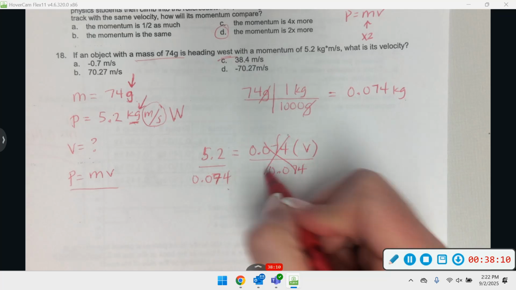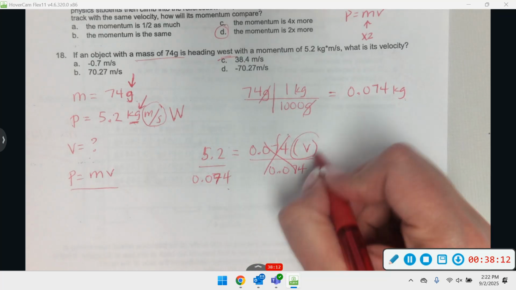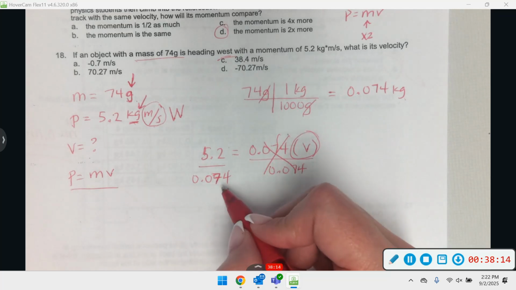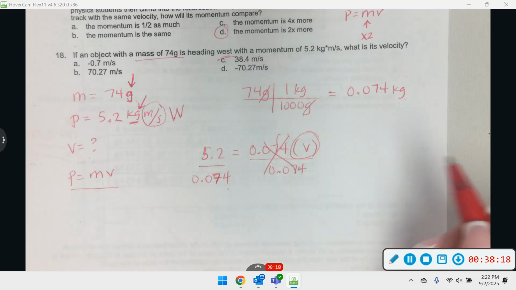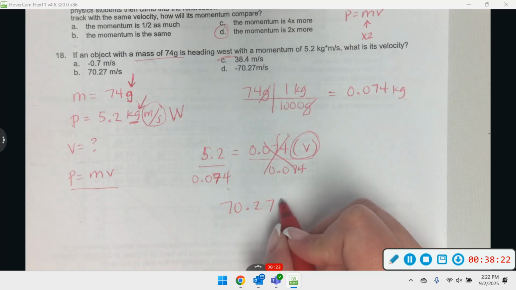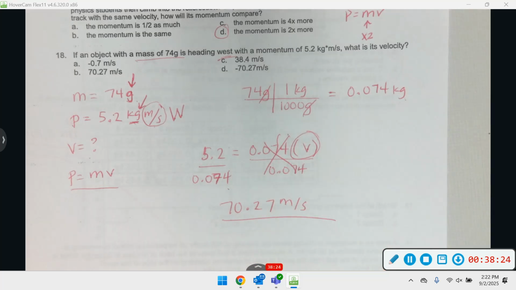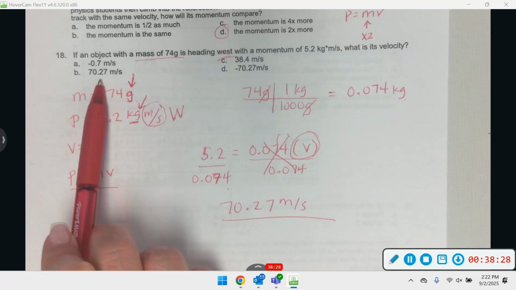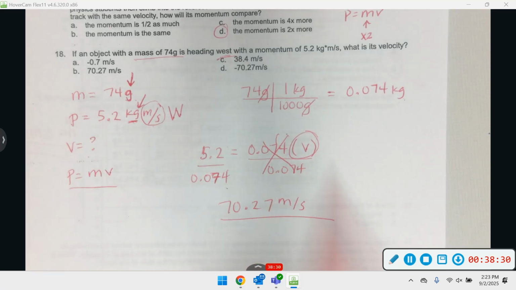If you want to write the units in your math, you can. And now you have velocity equals 5.2 divided by 0.074, which is going to give you 70.27 meters per second. Okay, now if you look at the answers, there is a choice for 70.27 and there's also a choice for negative 70.27.